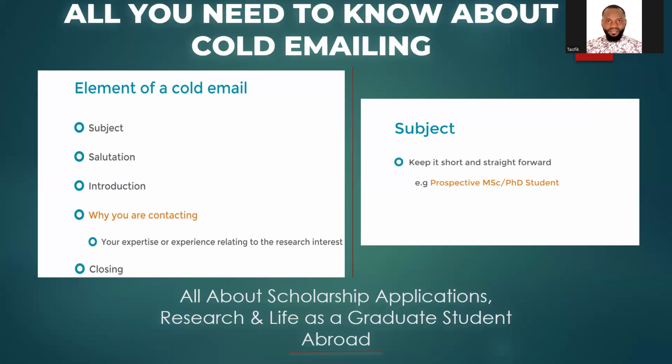I remember there was a time I wrote a cold email back then, for the 2021 to 2022 admission. In the cold email, my title was, "Will you be my supervisor?" And I put a question mark. It could be anything, right? But then you have to be as straightforward as possible. I got a positive response from that email. However, it's not always so. So the best thing I always advise people is to just say prospective PhD student, and you are good.